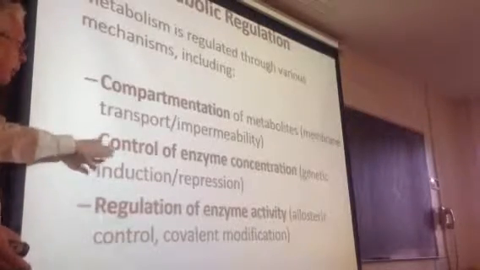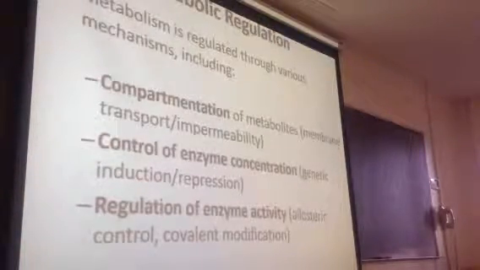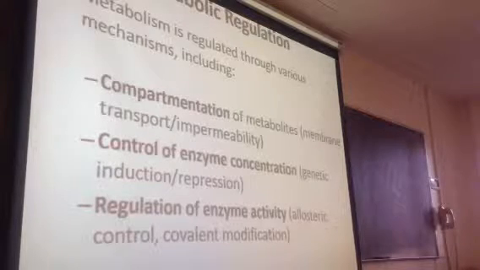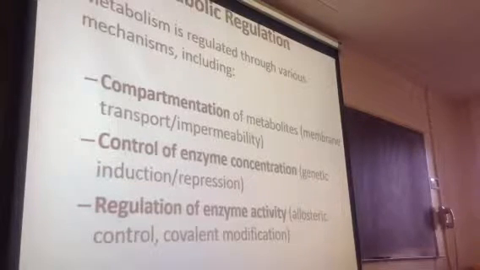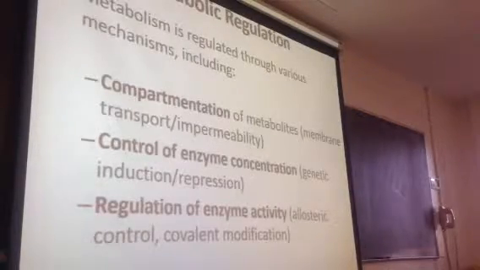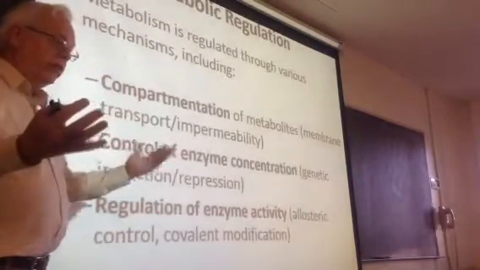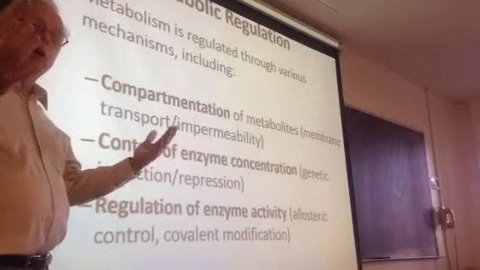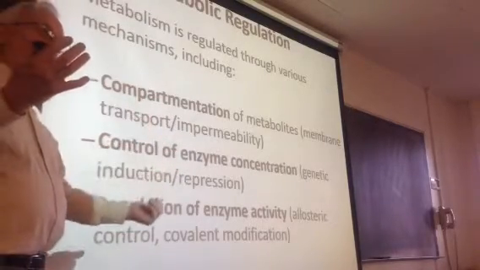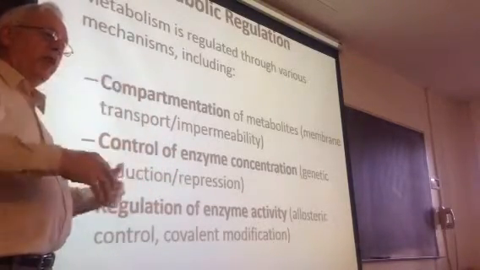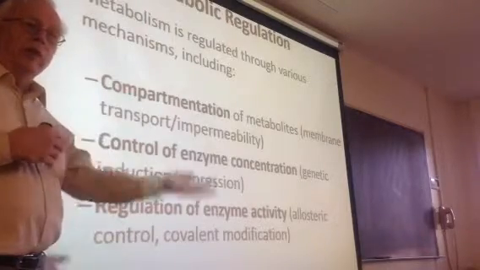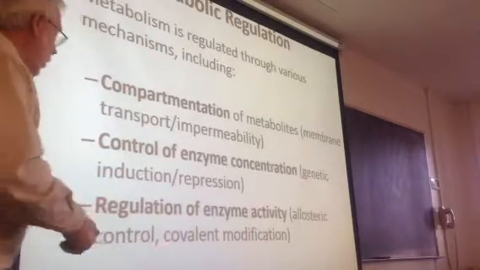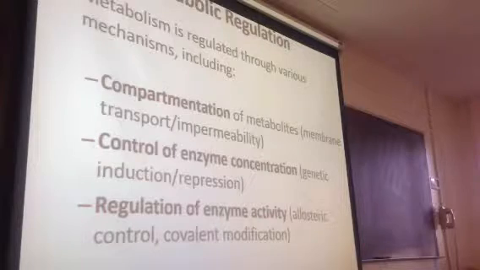genes to make new copies of the enzyme. So genetic repression and induction are control elements for metabolism. And then you can control existing enzymes. They're already out there floating around in the cell. You can control their activity either by a post-translational covalent modification, that is like throwing a phosphate on them, or by allosteric mechanisms.